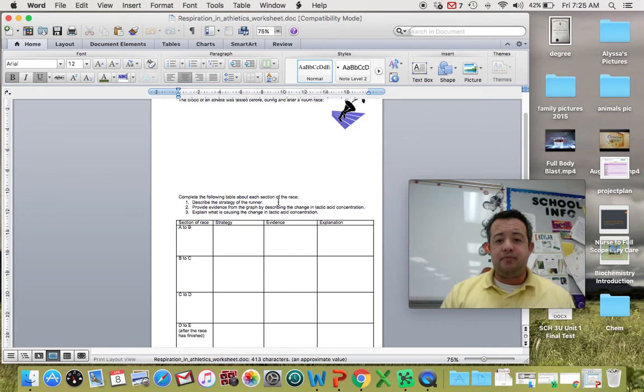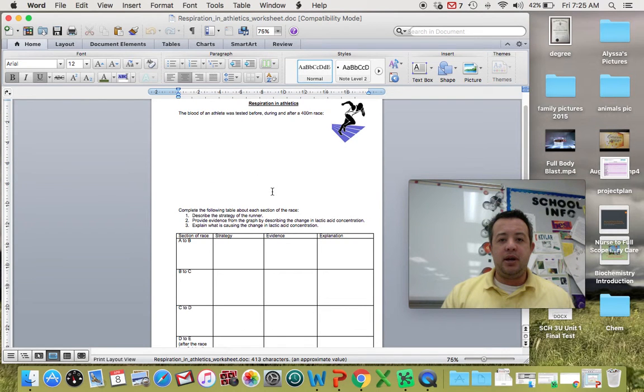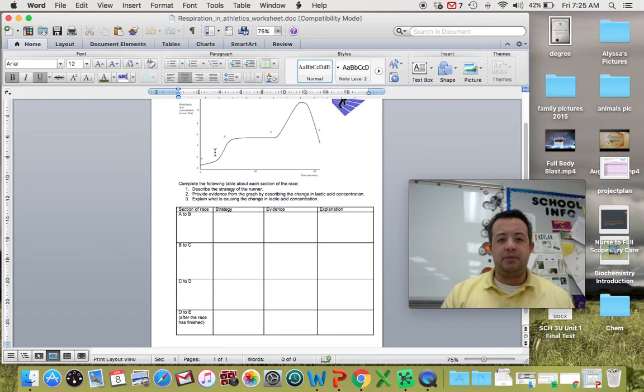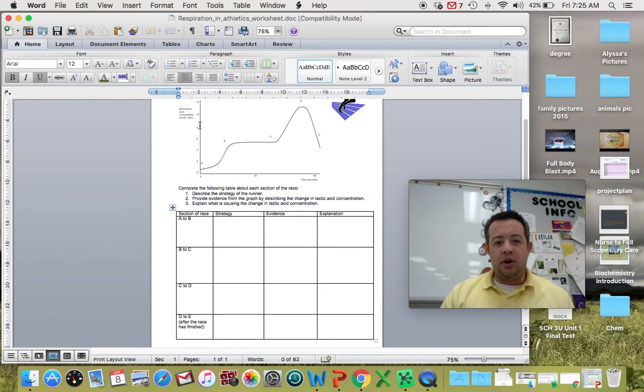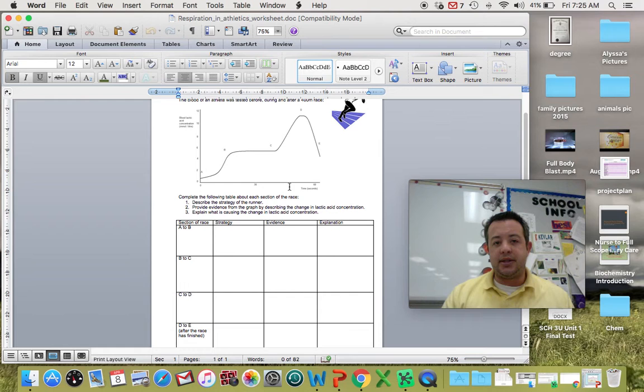So here's the idea. There's going to be a graph that hopefully pops up here. Yep, so here's the graph. On the y-axis, I know you can't see it very well, is lactic acid levels. So this is how much lactic acid is in the bloodstream. And on the x-axis is time. So from point A to point B, they're building up a whole bunch of lactic acid. I want you to guess, what are they doing? Are they sprinting here? Are they recovering here? Are they pacing themselves? Then I want you to put how you know that, and an explanation as to why it's happening. And then from B to C, something different is happening.